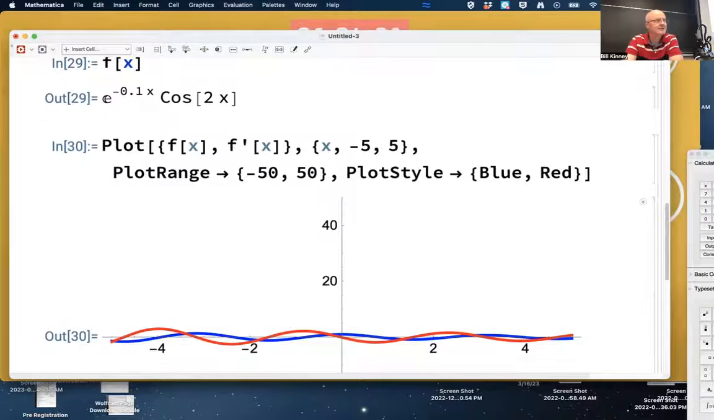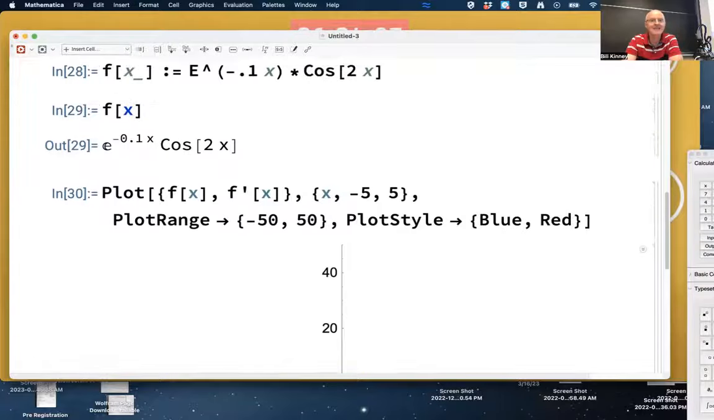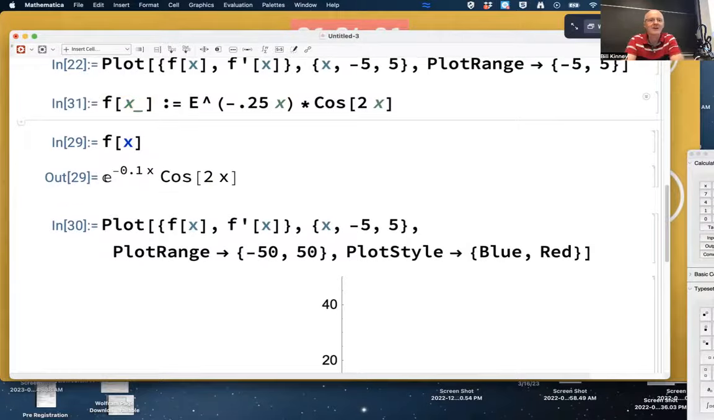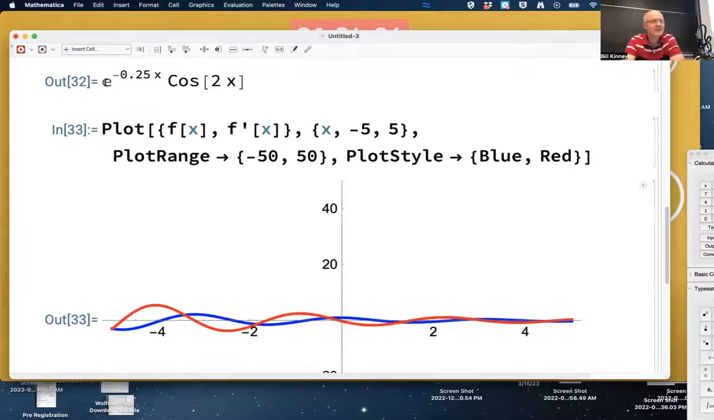I get a graph that's different. Where's the exponential decay? It doesn't look like it's there. It is. Maybe I should change it again. Let's try -0.025 here. It's there. You just can't see it as clearly.